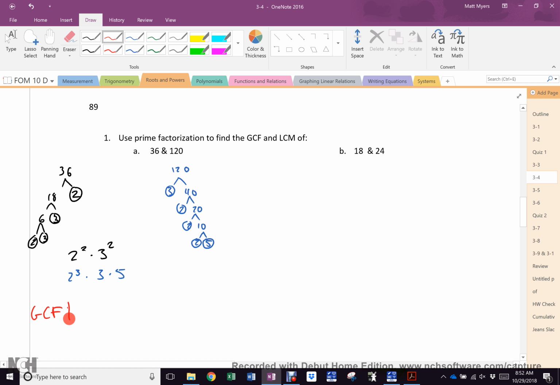GCF. I only need to count what's common to both. How many 2's are here? 2. How many 2's are here? 3. So how many 2's are common to both of them? 2 squared, yes? Is there 3's in both? How many 3's are there? 1. How many 3's are there? So only 1 3 is common to both of them, correct? Times 3. Is there a 5 in both? So I stop. What is my GCF? 2 squared, which is 4. Times 3? Is 12. Everybody good?